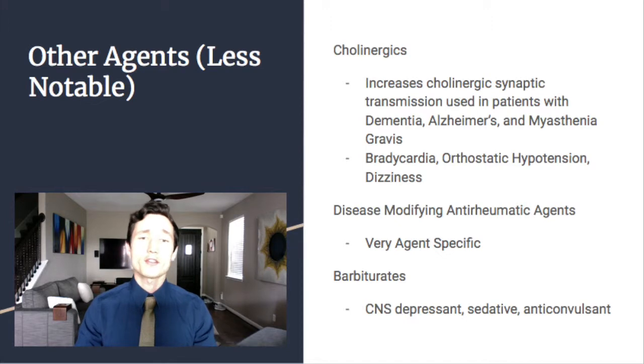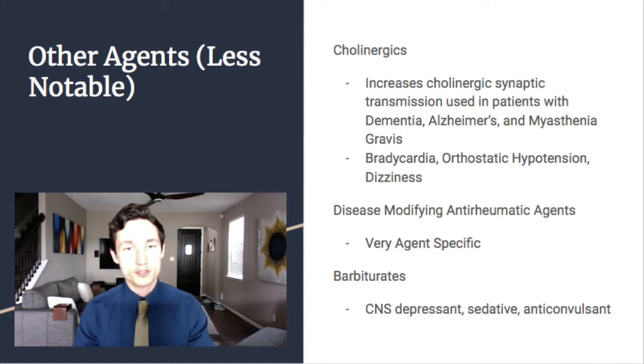Other agents, these being less notable, can consist of cholinergics, disease-modifying anti-rheumatic agents, or barbiturates. For cholinergics, these increase cholinergic synaptic transmissions, and we commonly see this in cases of dementia from Alzheimer's, but we can also see it used in patients with just dementia without Alzheimer's. And then myasthenia gravis. They commonly cause bradycardia, orthostatic hypotension, and a little dizziness. And so be cautious of that. The same concepts of those apply from before. So for orthostatic hypotension in particular, break it up into segments. The gross motor tasks when you're changing position.